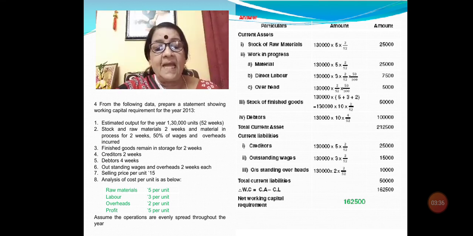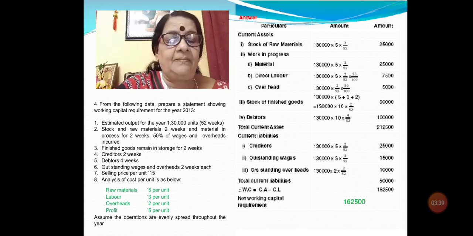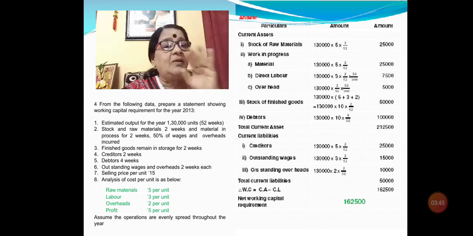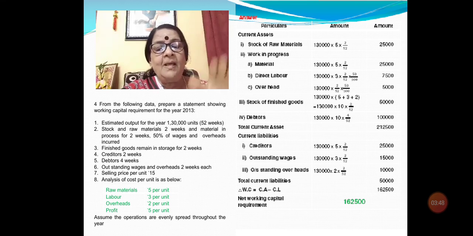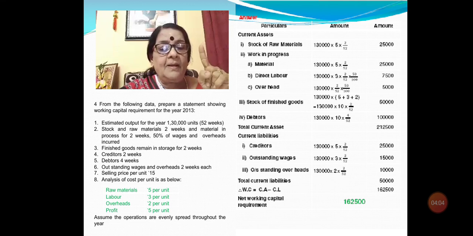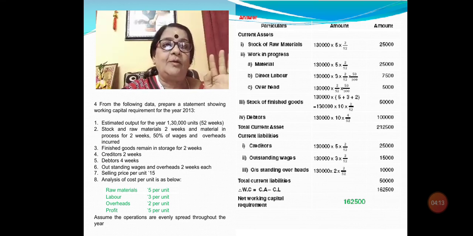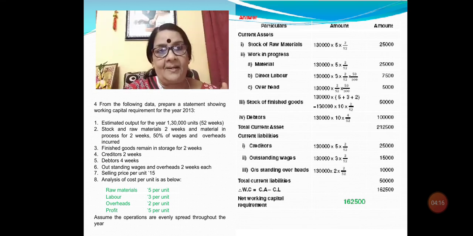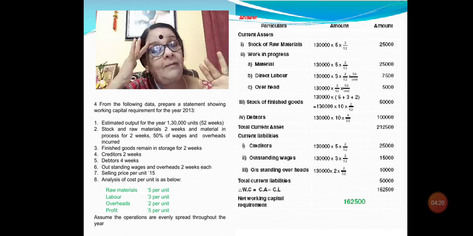And in the same head, direct labor is given. 50% of wages and overheads are incurred. In the last problem, work in progress was not given at all. In this problem, work in progress is given in three terms: material, labor and overheads. Materials we have seen, now we have to see the labor. Again 1,30,000 units into 3 rupees labor per unit, into 2 by 52 weeks. But how much is used? Only 50% we have used, so into 50 by 100. Not fully used.